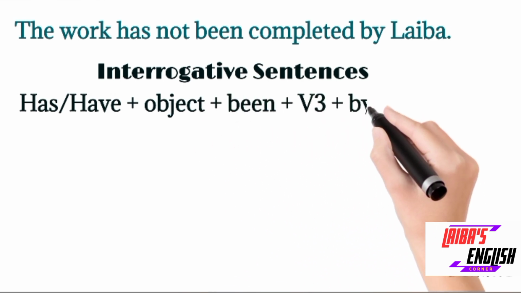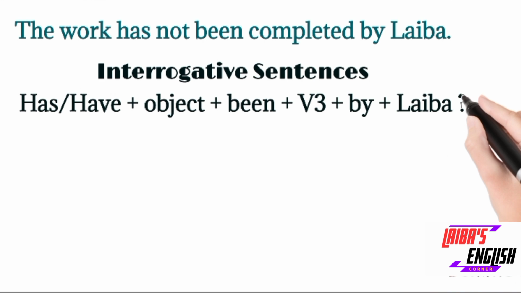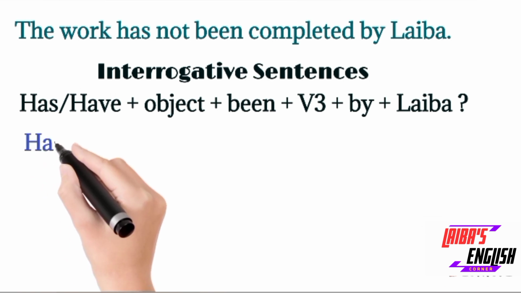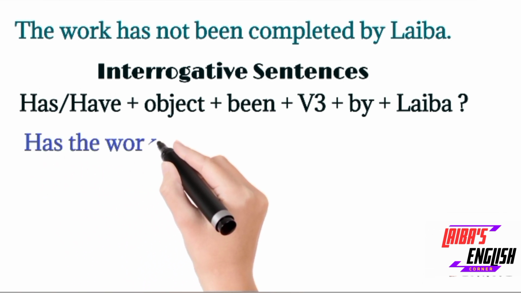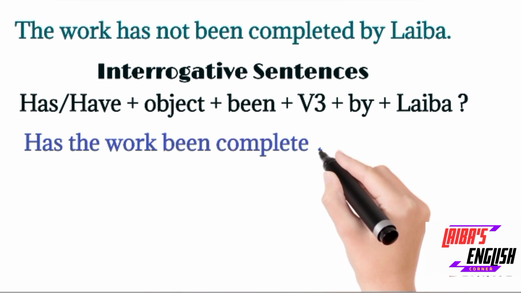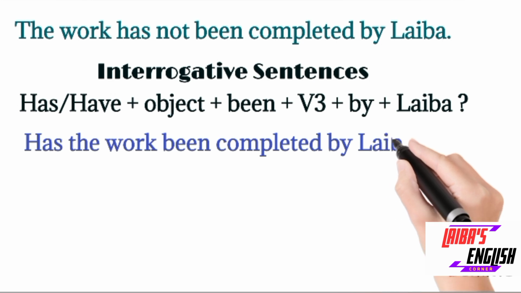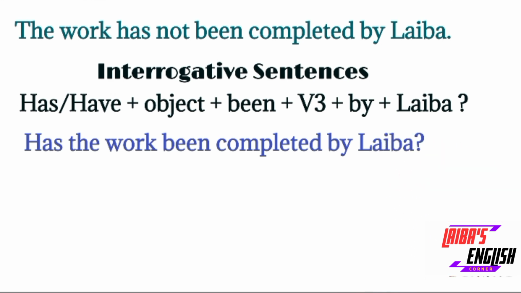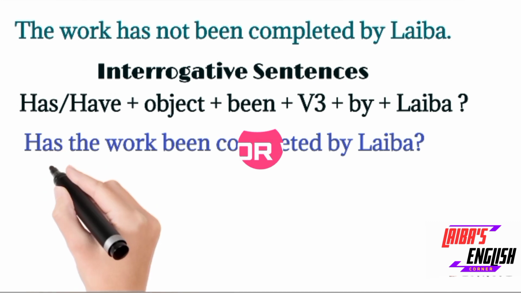So let's resume the topic, interrogative sentences. So we will start with has and have plus object plus been plus third form of verb plus by plus the subject at the end, question mark. Now helping verb will not change the place because this is the interrogative sentence. So has the work. Now the work is singular, so we will use has with it. Has the work been completed by Laiba is the correct interrogative sentence.